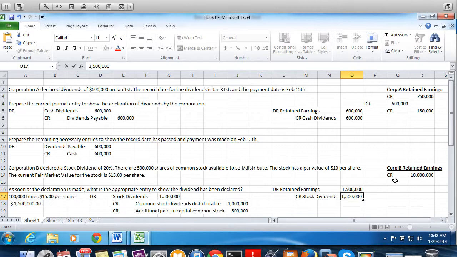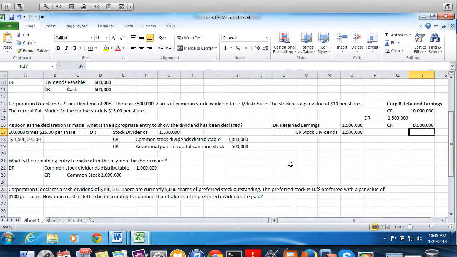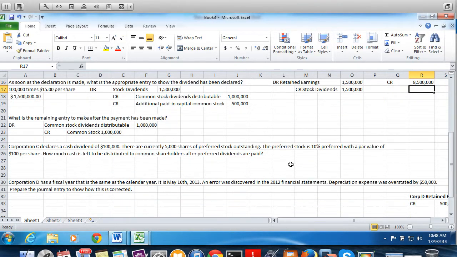And again, if we came over here and debited retained earnings for $1,500,000, then our closing balance after we net these two together is going to be $8,500,000. Okay, so that's the effect through this portion of the journal entry on the balance sheet. So let's move on to Corporation C.